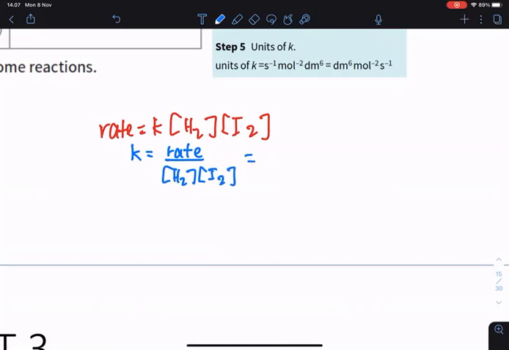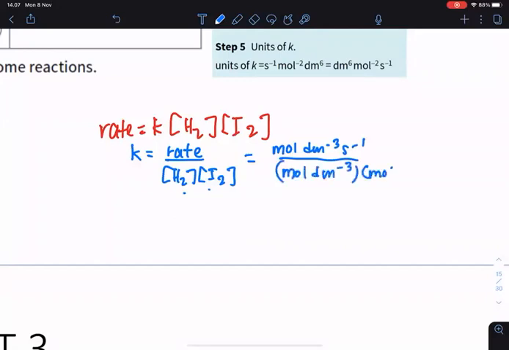What is rate? Rate is change in concentration divided by time. So the unit is going to be mol per dm cube per second. And the concentrations multiplied together give concentration to the power of 2, so it's mol per dm cube, and then another mol per dm cube. So you can cancel this part, and the unit is going to be, you bring up the mol, negative 3 will become 3, and then per second. So this is how we find the unit for the rate constant.